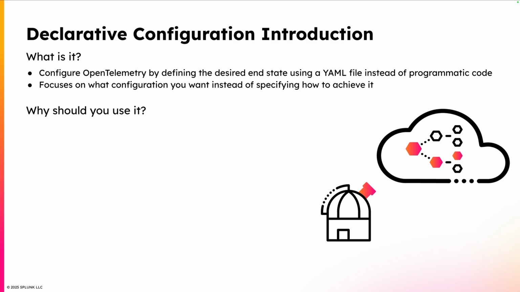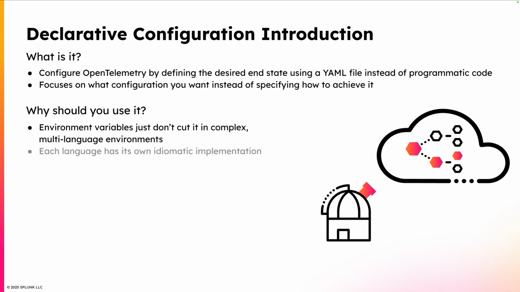Now, why would you want to configure OpenTelemetry using this method? Let's start by looking at some limitations of traditional methods like environment variables. With environment variables, you can set things like exporter endpoints, sampling rates, or service names. But environment variables are limited in their expressiveness and they're difficult to maintain. They aren't designed to handle complex data structures needed for configuring things like specific trace processors or detailed metric views.